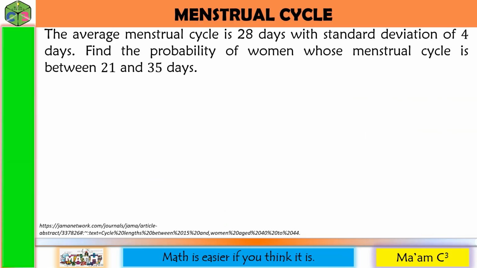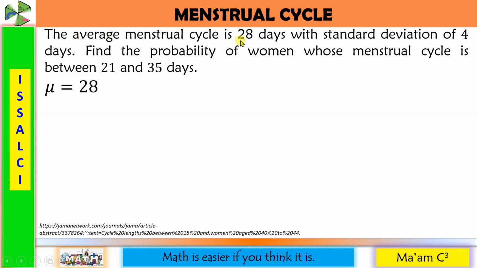Another example, the average menstrual cycle is 28 days with a standard deviation of 4 days. Find the probability of women whose menstrual cycle is between 21 and 35 days. Again, our steps. Step 1, let us identify the given. So our average mu is equal to 28. Standard deviation, sigma, is equal to 4. Again, we have two x's here. X sub 1 is 21. X sub 2 is 35.